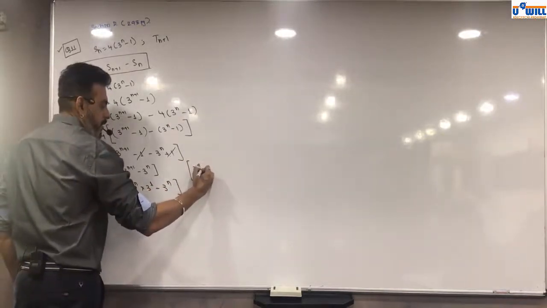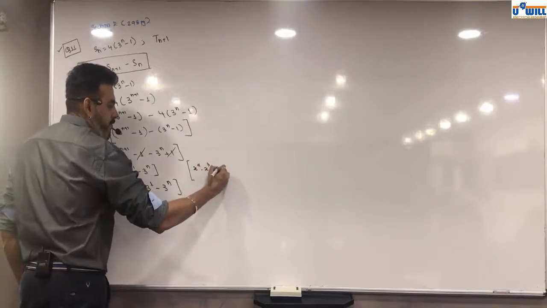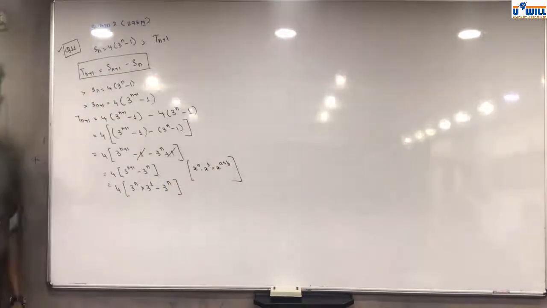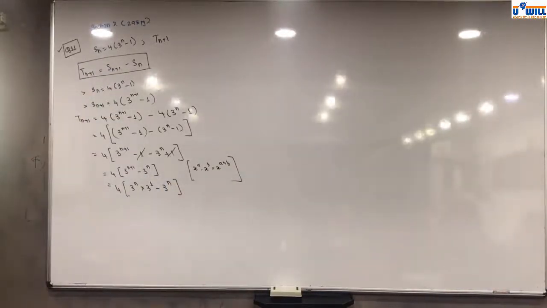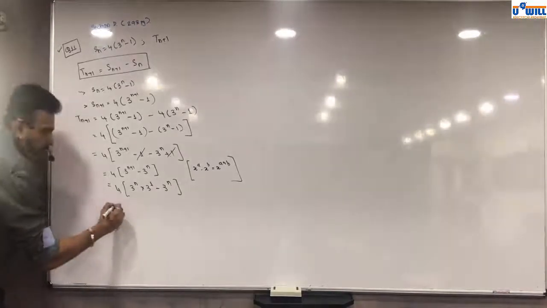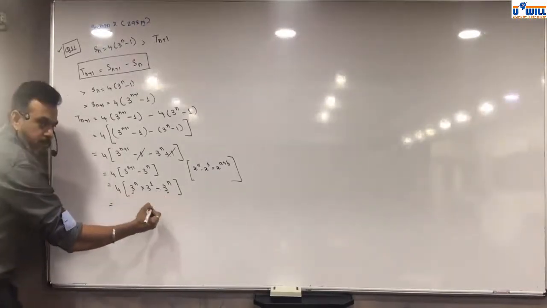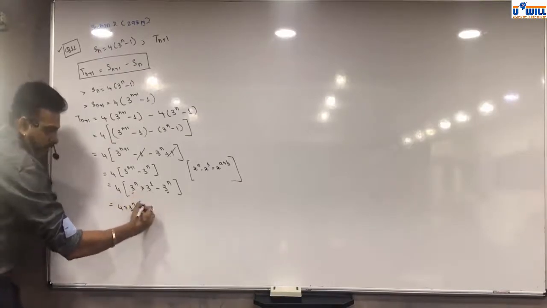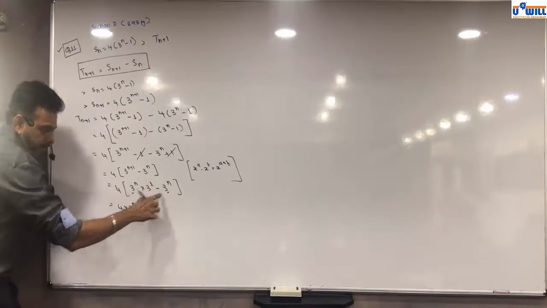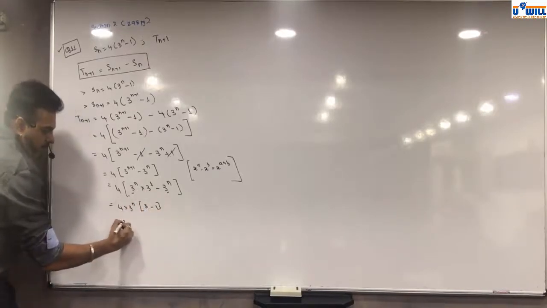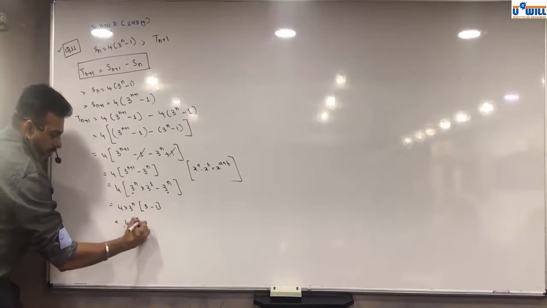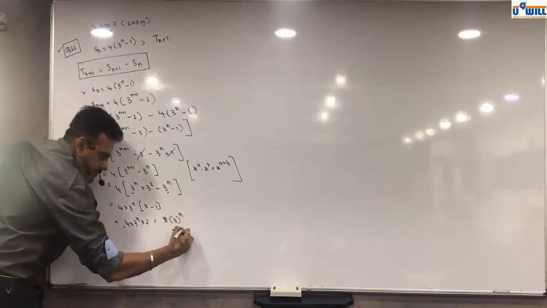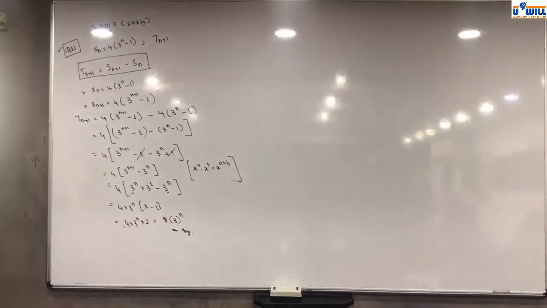x raised to a into x raised to b is equal to x raised to a plus b. याद आ गया तुम्हें? याद आ गया सबको? Okay, now किसको कॉमन लेंगे? 3 raised to n is common. So 4 into 3 raised to n in the bracket. 3 raised to 1 is 3 minus 1 is equal to 4 into 3 raised to n into 2 is equal to 8 into 3 raised to n. Answer.